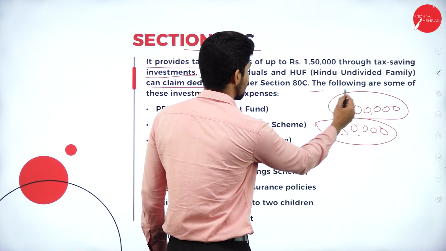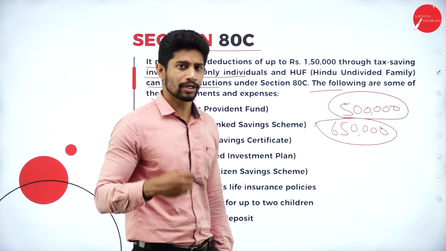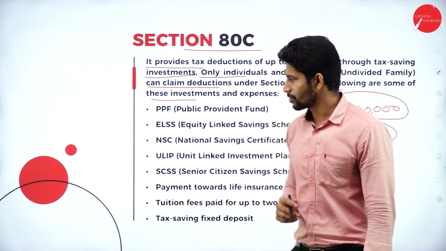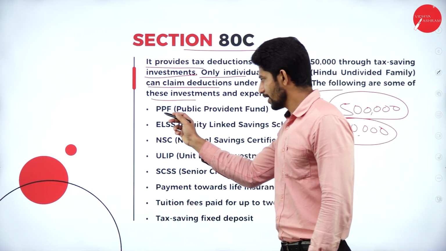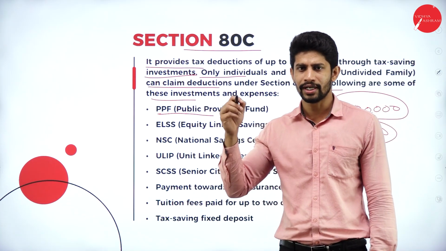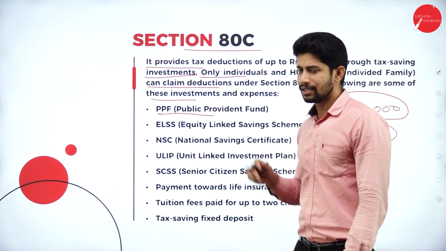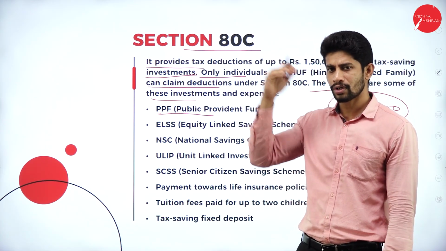So the following are some of these investments and expenses. Yes, you can claim the following investments. Which are those investments? You can invest in PPF, that is Public Provident Fund. Under section 80C, you can invest in Public Provident Fund. Then you can get the deduction under section 80C from your total income.